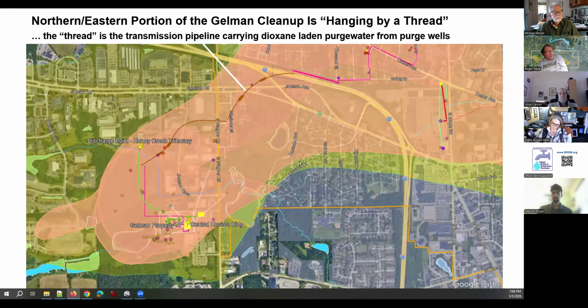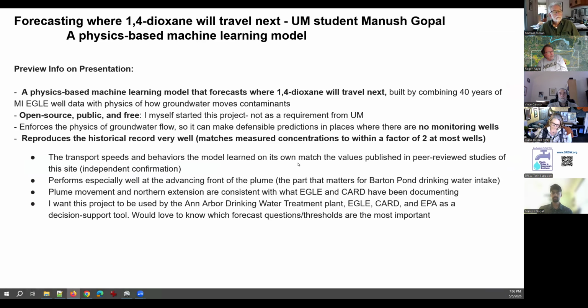If not, I have a slide here someplace from our U of M student, Manish Gopal. Am I saying that right, Manish? Yep. Why don't you introduce yourself and tell us about your project here? It's pretty interesting, to be able to project where dioxin might be going, even though we don't have all the monitoring wells that we normally have.